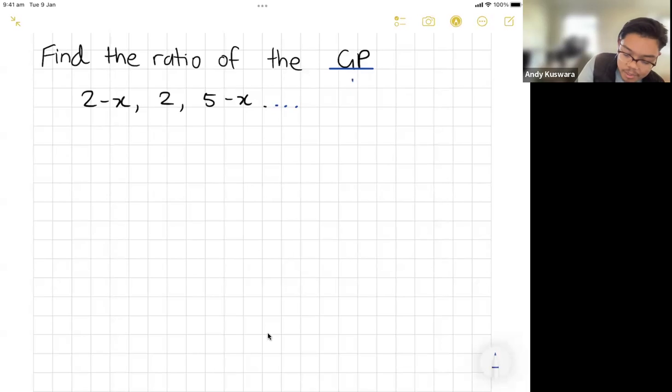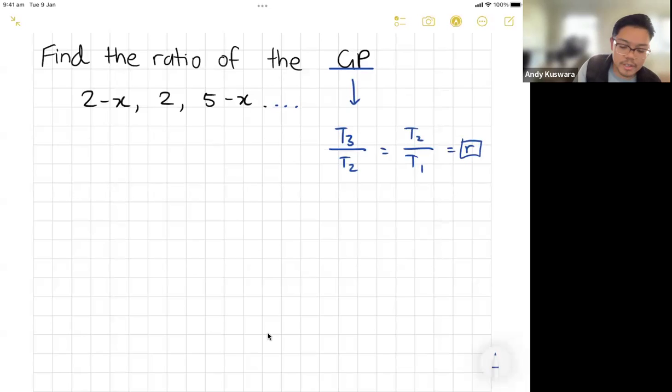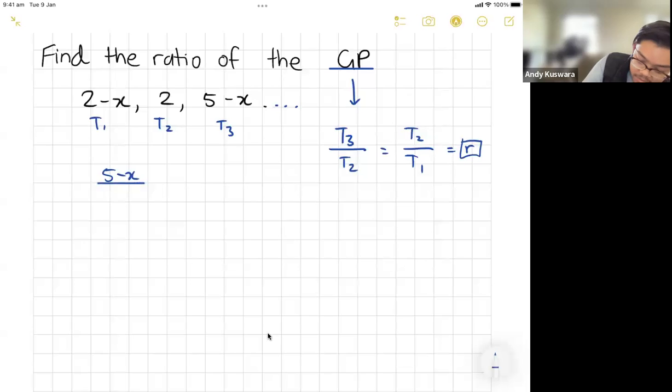Now, we know that for a GP, how do I find the common ratio? The common ratio looks like this: T3 on T2 should equal the same thing as T2 over T1. Whatever that is, that's your common ratio. So again, that's T1, that's T2, that's T3. Let's figure it out. So that means (5 minus x) over 2 should equal 2 over (2 minus x).